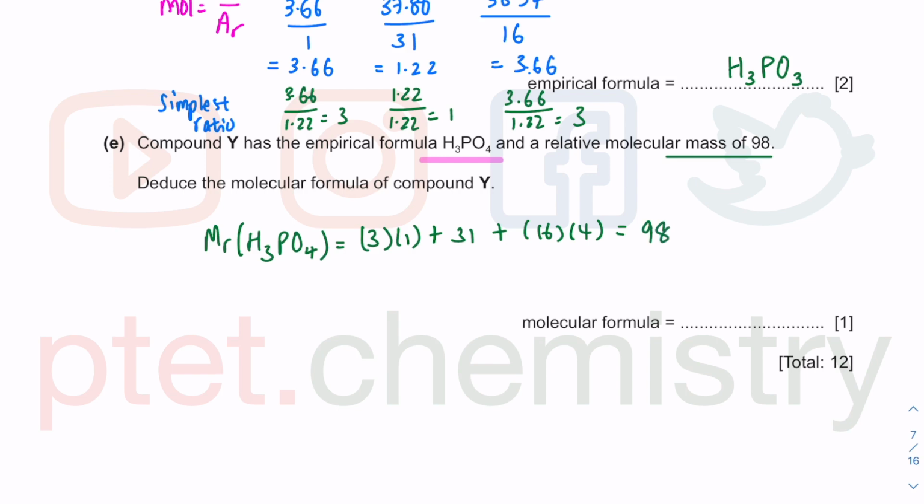And we can see that the empirical formula multiplied by 1 is already 98. So therefore the molecular formula is itself, because it's only 1 multiple. That means it's just multiplied by 1 throughout. So therefore the empirical formula is equal to the molecular formula there. That's it really overall for this 12 marks question.